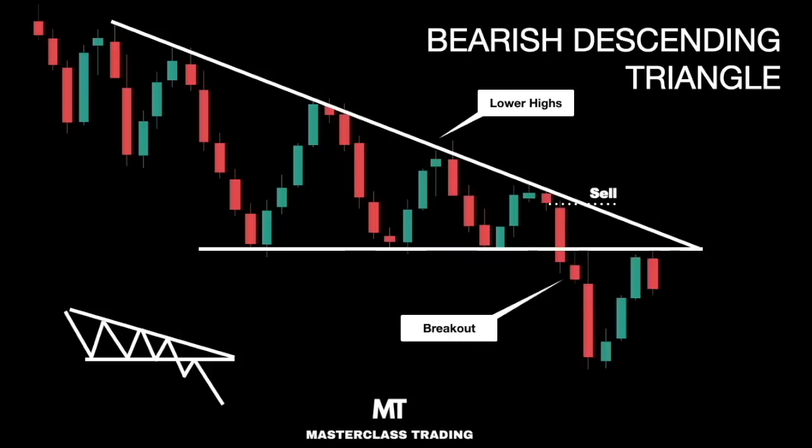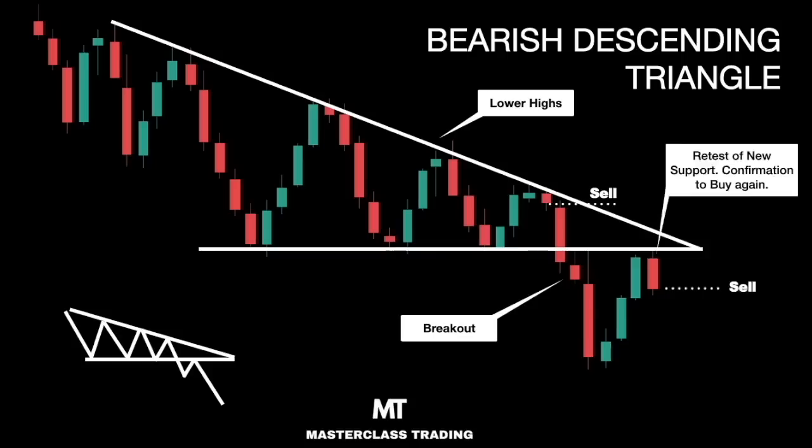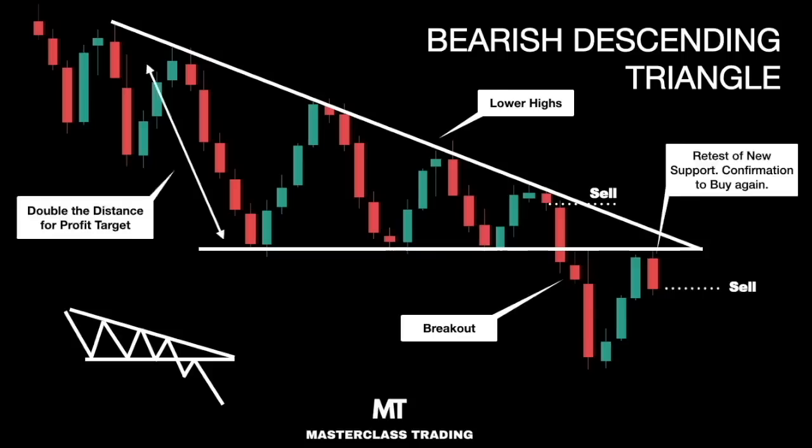Once price has broken the zone and confirmed it with a strong bearish price action, we can enter our short trade following the main trend. To calculate the target of the trade, we simply need to calculate the initial bearish push before the pattern and double it after the breakout.